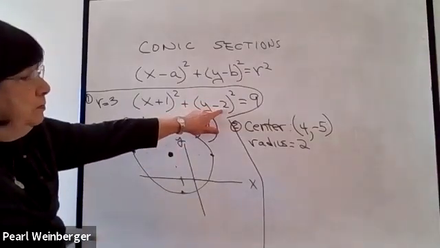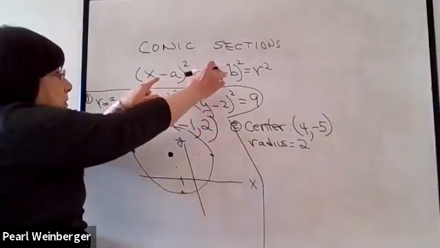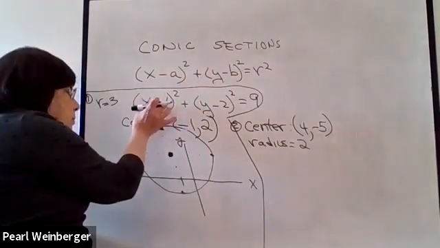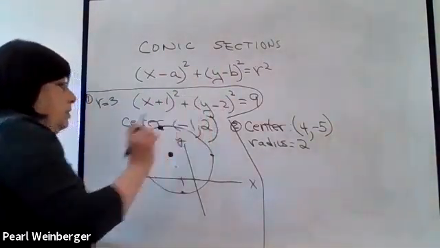You see this number next to the y? Yes. Switch its sign. What do we get? +2. That's the y of the center. So I get to the center, this a and this b. The numbers that are in the parentheses next to the x and next to the y give me the center. Okay then. Is that clearer? Yes, thanks.